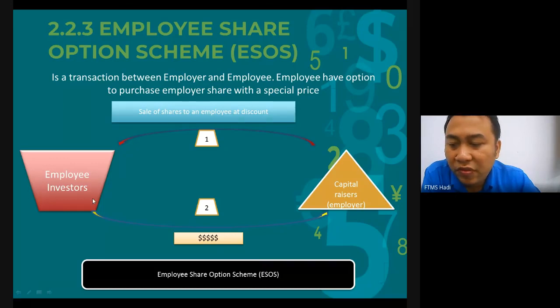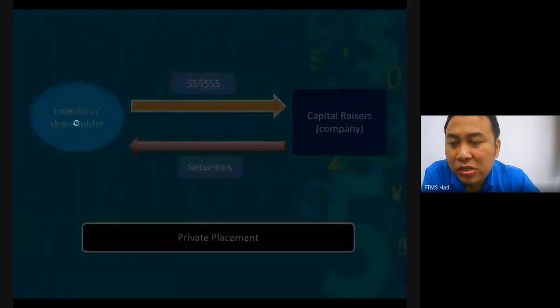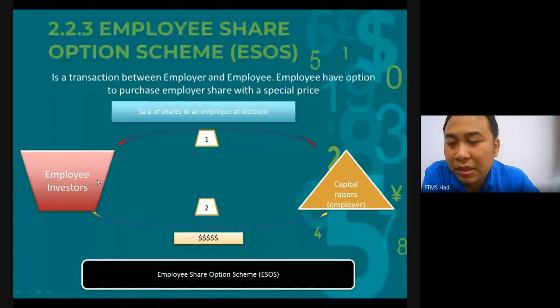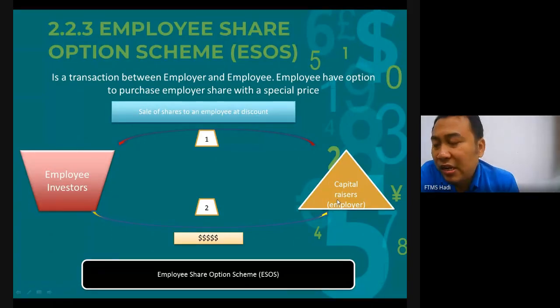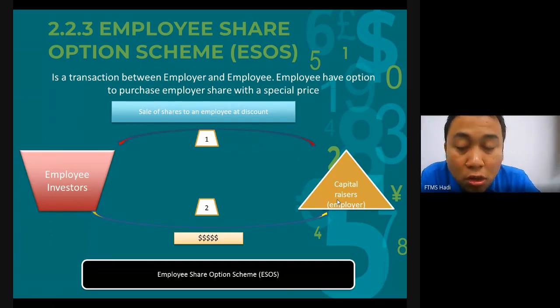Before this we had public investors. But for ESOS, only employees who work in that particular company can purchase shares from their employers. For example, if you work in Astro, you are eligible to buy shares from Astro. The employee investor, the staff, will give money, and then the employer will give shares to the employee investor. Of course, there is an advantage: the staff, or employee investor, will get a discount, as a kind of human resource benefit.